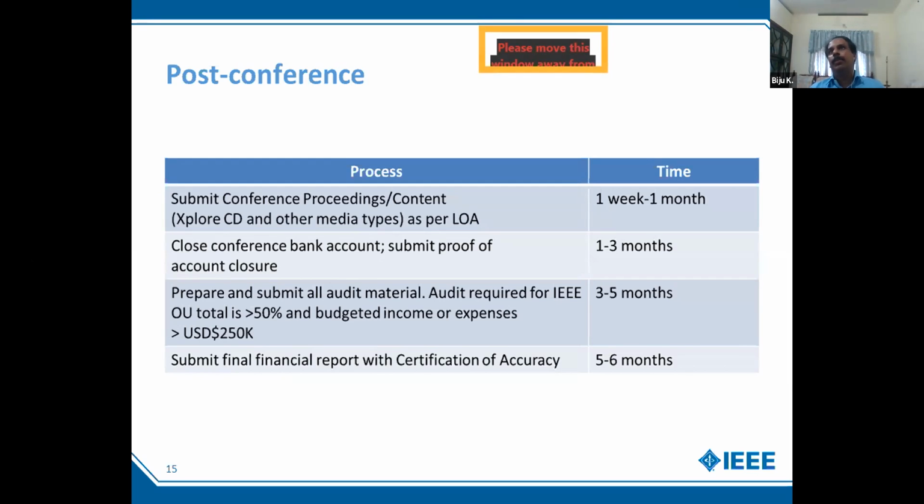So ideally, all the post-conference work has to be completed in 6 months' time. It is not fair to delay the conference work beyond these 6 months, because if it is a biennial conference, you have to start planning for the next edition. Okay, so complete all the post-conference work within 6 months after the conference.